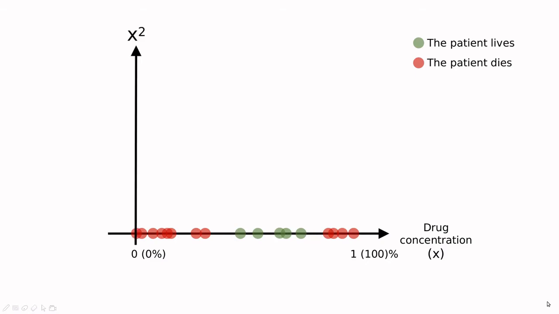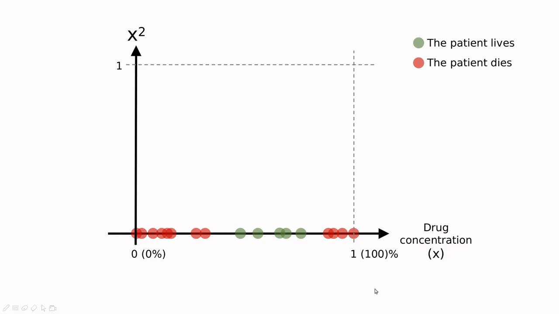So here is the magic. Imagine that instead of dealing just with the variable x, I create a new variable, and this is absolutely made up, and the variable is x squared. I'm ranging this parameter from 0 to 1. So 1 squared is 1 and 0 squared is 0. So basically all the points are going to be in this square.